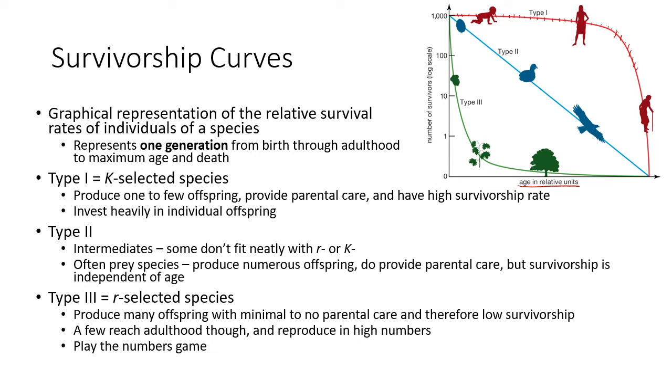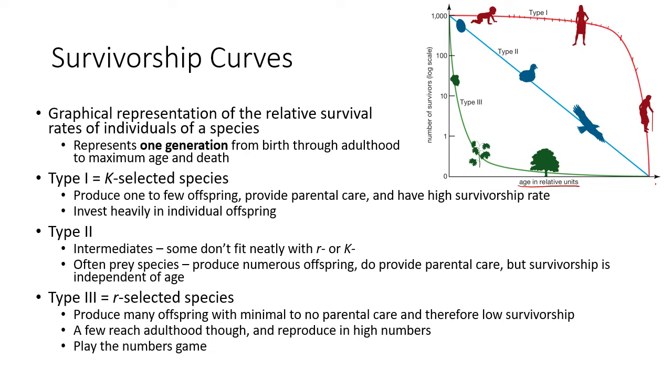60s, 70s, 80s, 90s, depending on where you are in the world and medical conditions in that society. But eventually, let's say at 110, there is the last oldest person of that generation, and then after that, that generation is done for. Okay? So this is showing one generation.